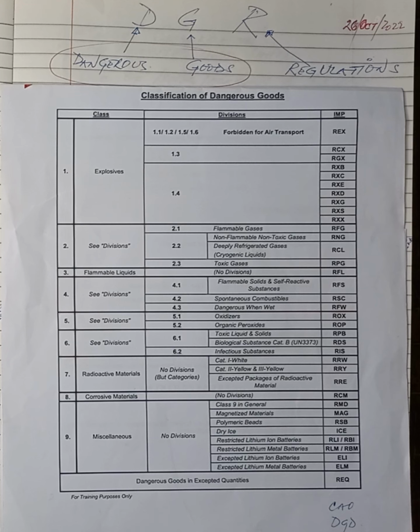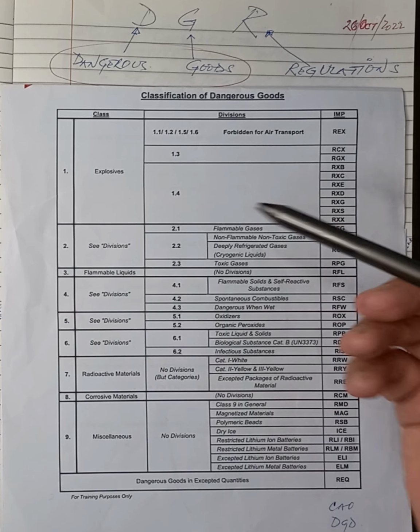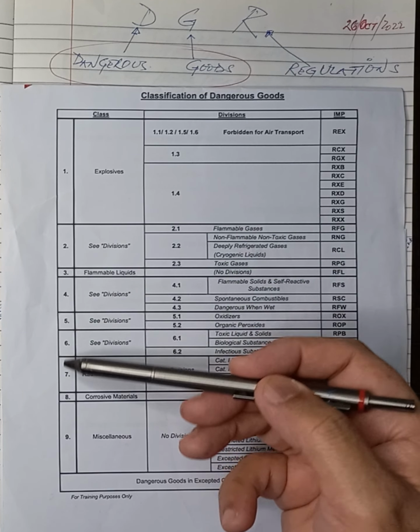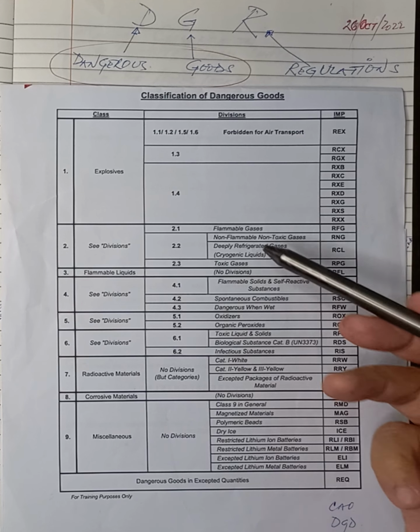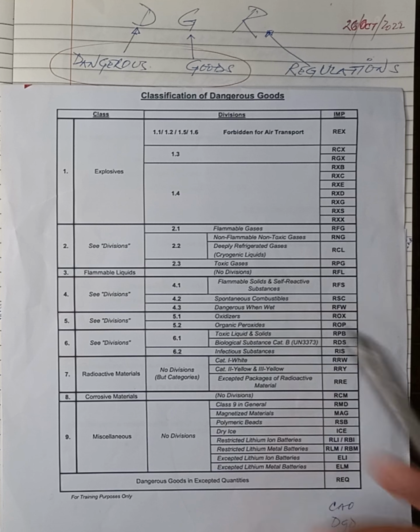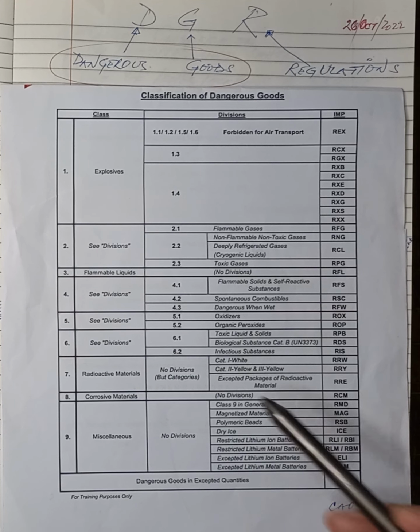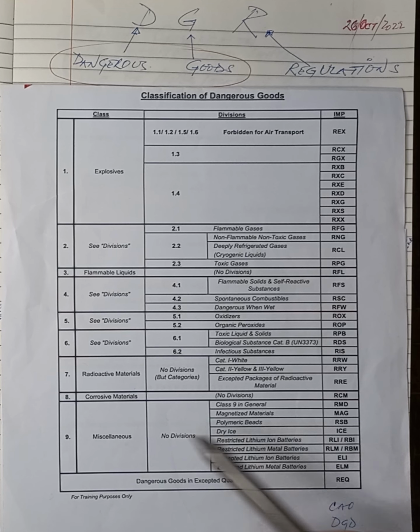Here is the list. You can see it contains 1, 2, 3, 4, 5, 6, 7, 8, 9 classes. These are the class names: explosive, flammable gases, flammable solids, and self-reactives. Number 5 is oxidizer. 6 is toxic liquid and solids. 7 is radioactive. 8 is corrosive, and 9 is miscellaneous.